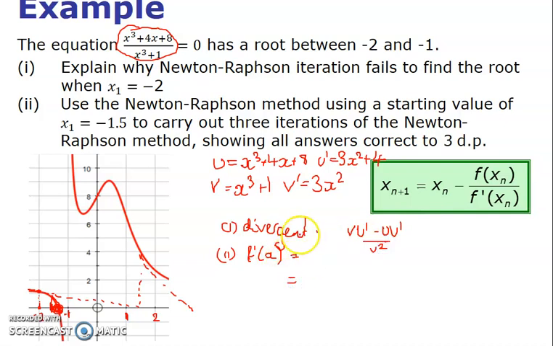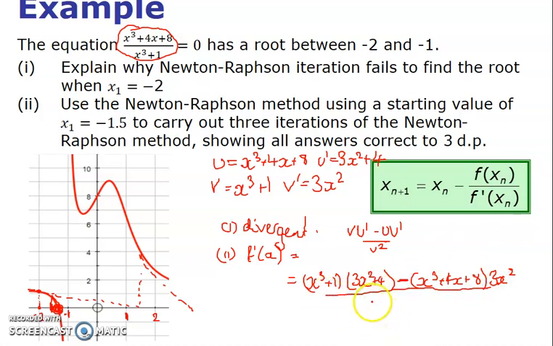So for me here, give myself some room. F dash of x equals x cubed plus 1 times u dash, minus u, the very long cubic, times v dash, all over x cubed plus 1 squared. So it's a long expression, but you can see I can type that in.